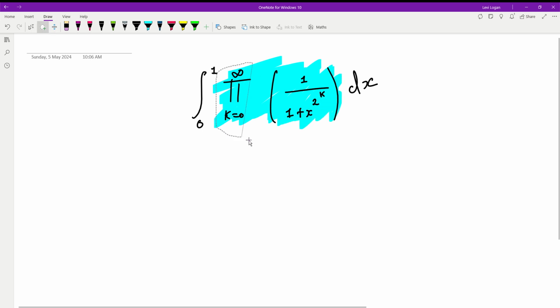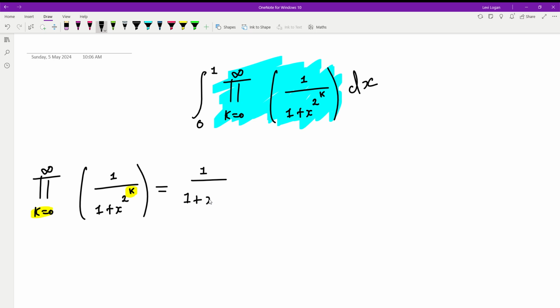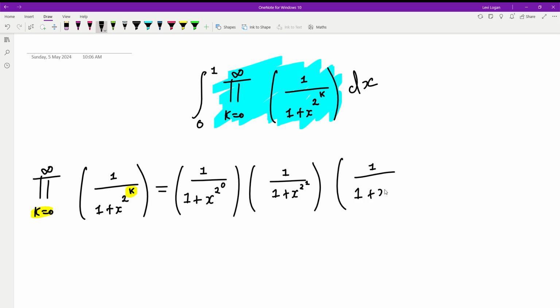Okay, so first of all, let's copy and paste this and break it down. The index is this k here, and that is only getting plugged into here. So if you were to start to evaluate this, you would get something like 1 over 1 plus x to the 2 to the power of 0, times 1 over 1 plus x to the 2 to the power of 1, times 1 over 1 plus x to the 2 to the power of 2, etc. And then one more, 2 to the power of 3, and then that goes on forever.